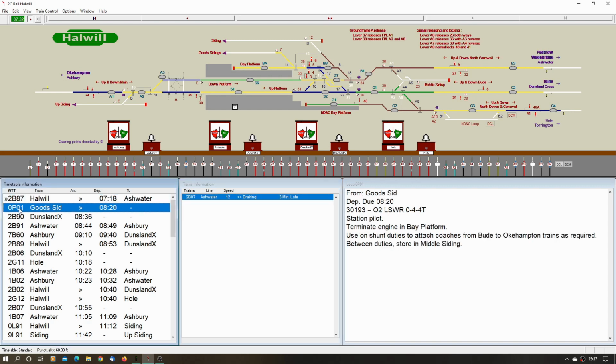So let's have a look at the next one we've got. Good sign. Oh yes, it's just this shunter. Station pilot used on shunt duties, and his terminates engine in the bay platform, so he basically comes out the good siding. Probably he'll have to go behind 34 or 26. 34 is easier, and then back into the bay platform.